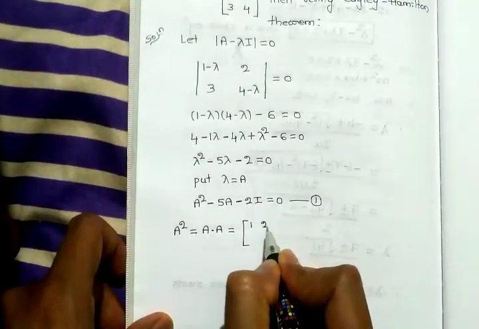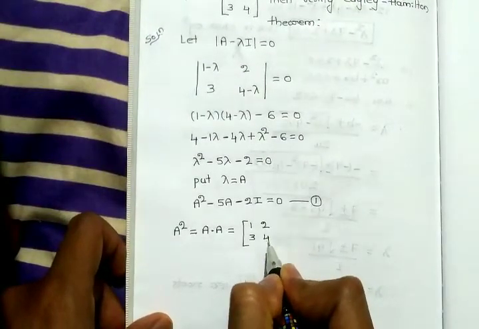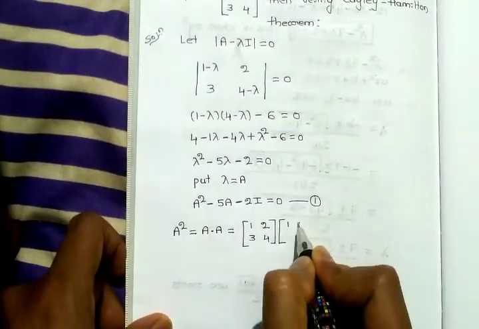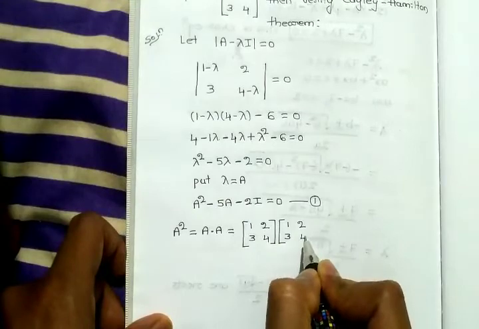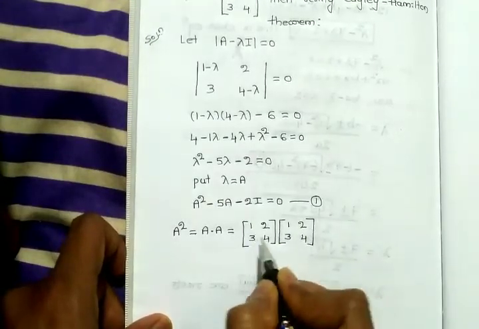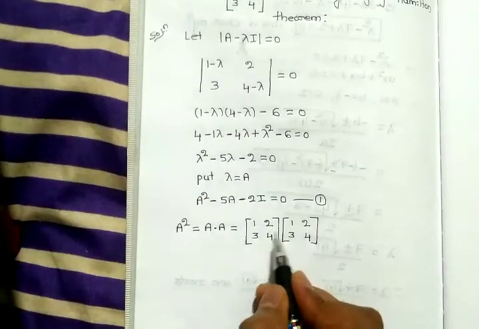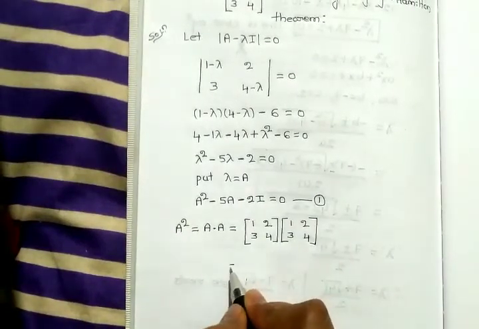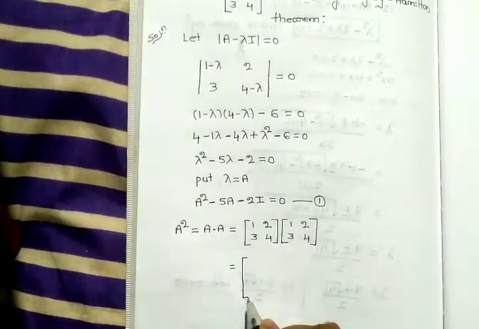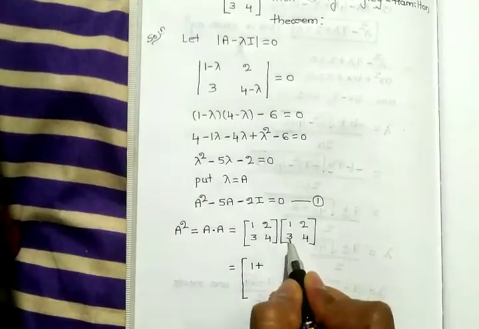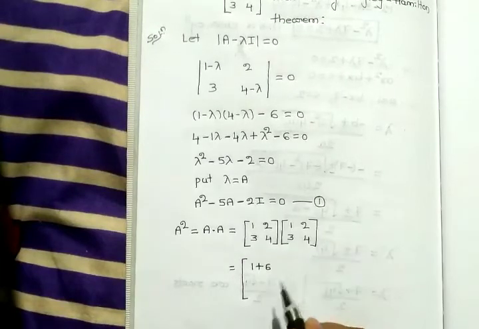1, 2, 3, 4 into again A. 1, 2, 3, 4. A into A. So in between these two the multiplication sign is there, so you apply the multiplication rule. Which is equal to 1 into 1 is 1, the middle is always a plus sign, 2 into 3 is 6.